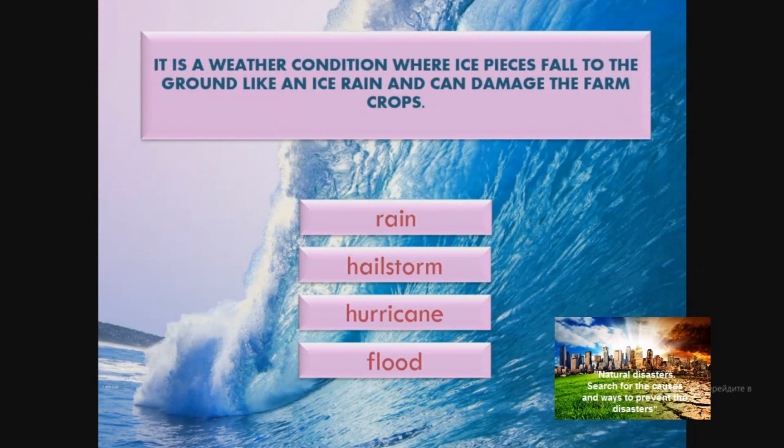It is a weather condition where ice pieces fall to the ground like an ice rain and can damage the farm crops. Rain, hailstorm, hurricane, flood. Hailstorm.